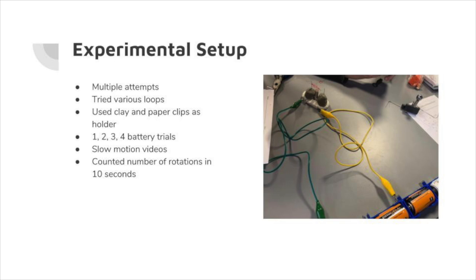Experimental setup. To get our experiment to work, we had to try multiple different things. We tried various wired loops, and we found that we put clay around our paper clips to limit interaction between the paper clips and the metal. We did 4 different trials: one with 1 battery, one with 2 batteries, one with 3 batteries, and one with 4 batteries. To count our number of loops, we did slow motion videos. We counted in 10-second intervals.